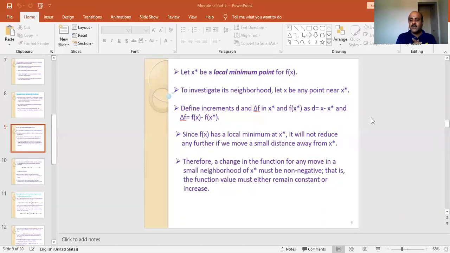So this statement is quite difficult to understand, but this is how we have to go, because there is no textbook that will explain it much simpler than this. The change in the function for any move in the small neighborhood of x star must be non-negative. That is, the function value must either remain constant or increase. That is delta f, what we are talking about. Delta f should be either positive or equal to 0, but it cannot be a negative number.